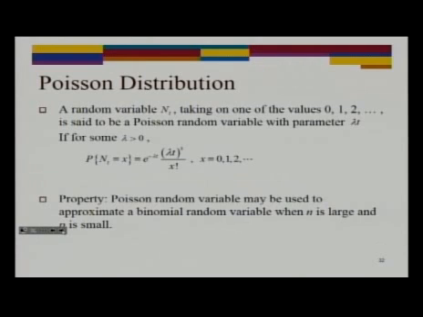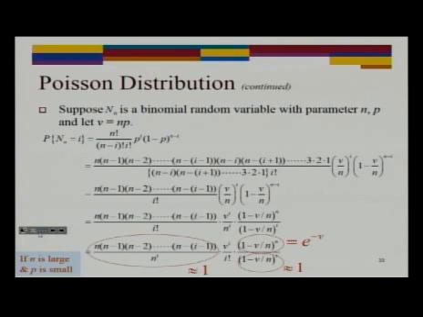Okay? These are the Poisson probability mass function. And I will say there is an important property of the Poisson random variable, which is that it may be used to approximate a binomial random variable when the binomial parameter n is very large and p is very small. Okay? I'm going to show you how this is possible.